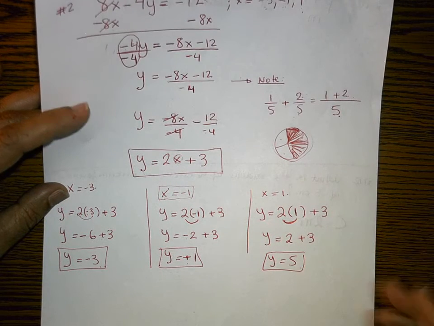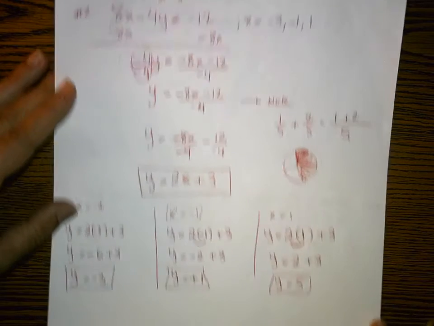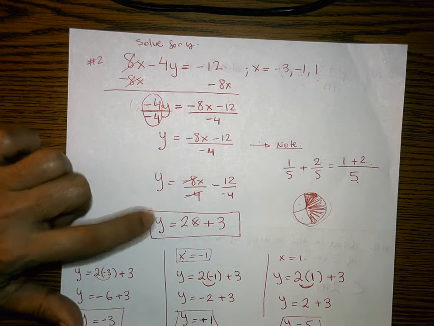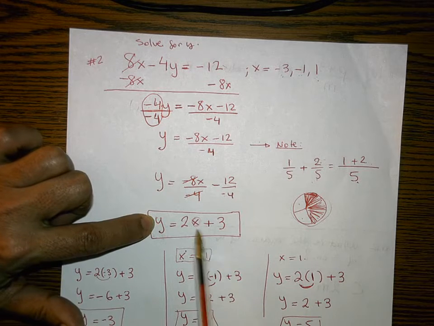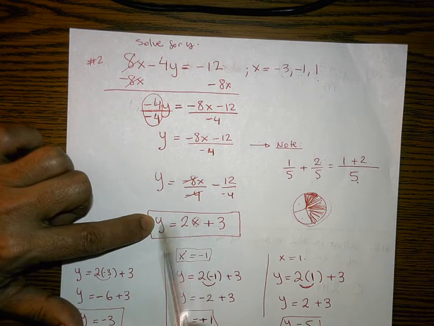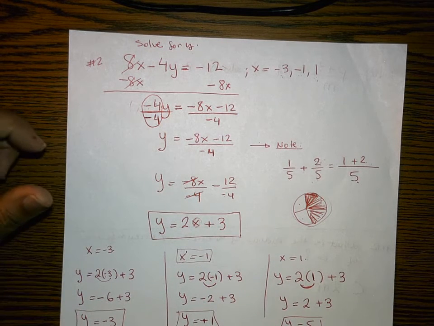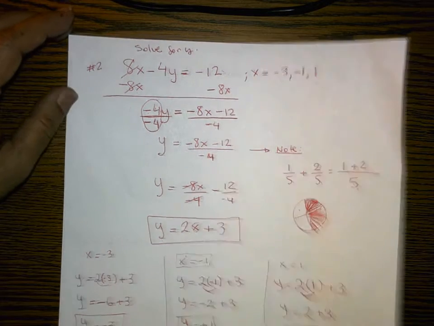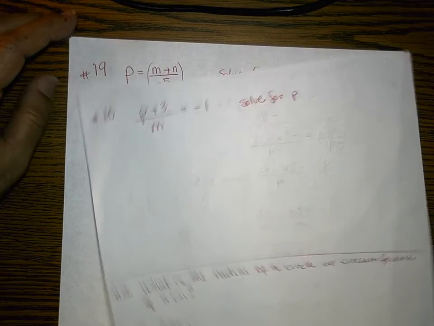So this is a very important topic in Algebra 1, knowing how to isolate for a variable so we can solve for that. Now you can plug in anything you want for x and figure out what you get for y. Okay? So that is your number 2. Now let's take a look at number 10.